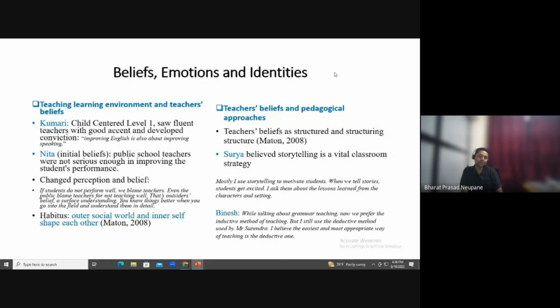And Bines has also shared the influence of his belief on his teaching. When Bines was working in school, there was one very good teacher who used the deductive method of teaching grammar, and he was highly influenced. And that environment has influenced his pedagogical approaches. He confessed while talking about grammar teaching, now we prefer the inductive method of teaching, but I still use the deductive method used by Mr. Surendra. I believe the easiest and most appropriate way of teaching is the deductive one.